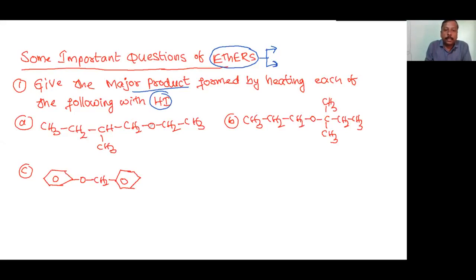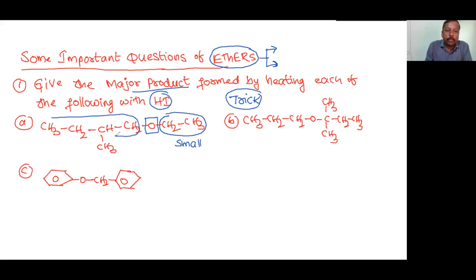Here, for the first answer, there is a simple trick. I will write the trick here. In case of an unsymmetrical ether, this is an unsymmetrical ether. This is the oxygen which is attached, and here it is the ethyl group, the small group, and this is the large group.